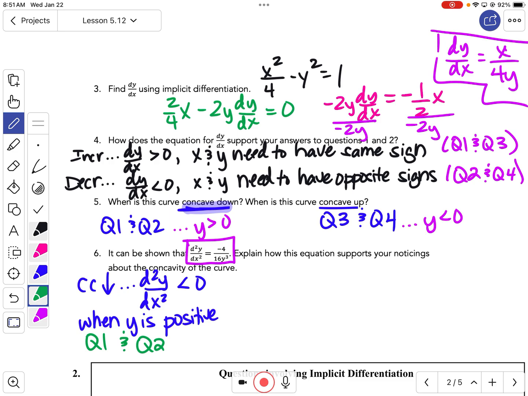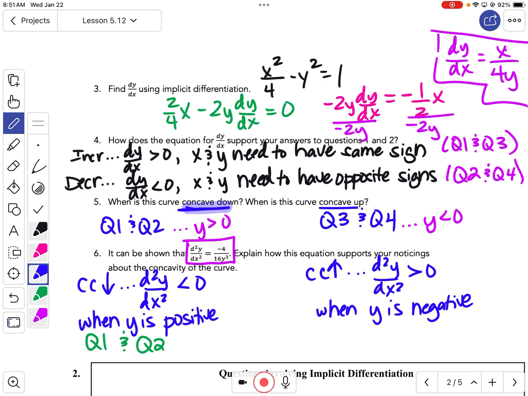Okay, for this problem. Likewise, if we're looking for where it's concave up, we know that means the second derivative is positive or greater than 0. Well, that's only going to happen based on the second derivative formula when the entire derivative is positive. If that's going to happen, what's got to be true about y? It's got to be negative. If I cube a negative, I get a negative. A negative divided by a negative is a positive. So that's going to happen when y is negative, which agrees with what we found for Q3 and Q4.